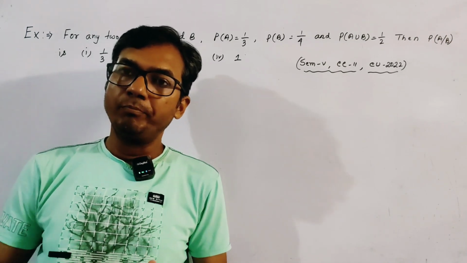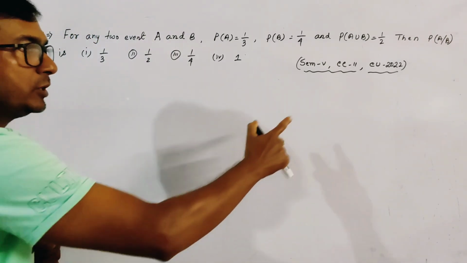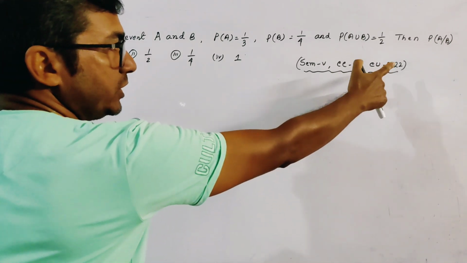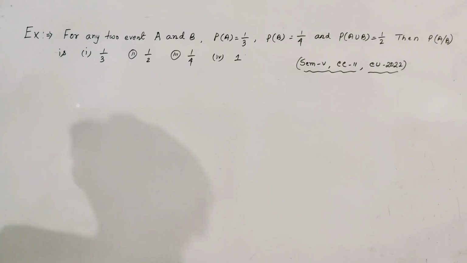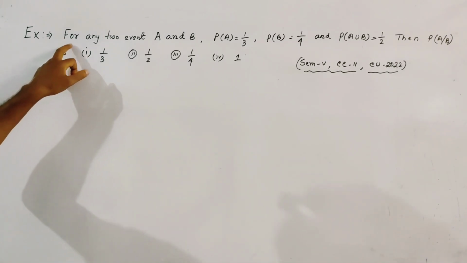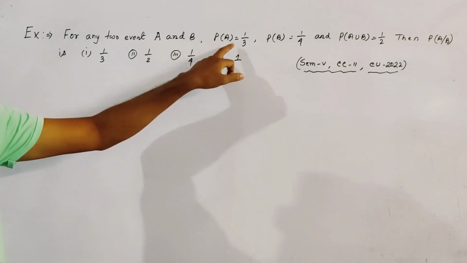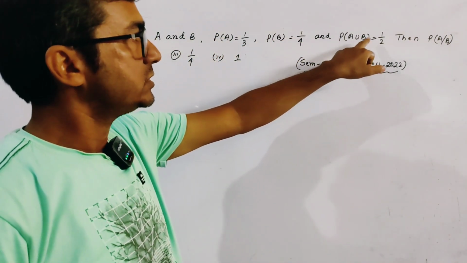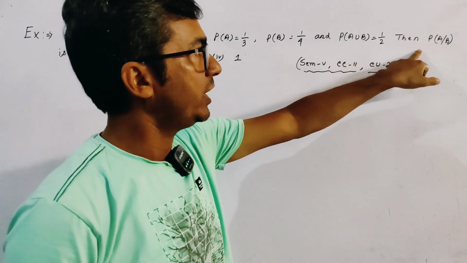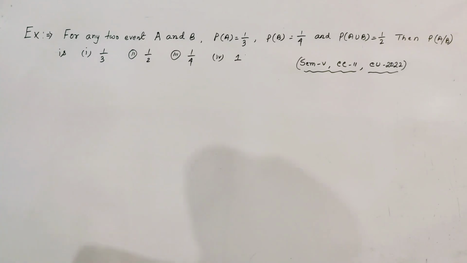This problem from basic probability theory is also from Calcutta University paper 2022, CC 11, semester 5. The problem is: for any two events A and B, given that P of A is equal to 1/3, P of B is equal to 1/4, and P of A union B is equal to 1/2, then we have to find P of A given B. Four options are given, we have to choose the correct option.